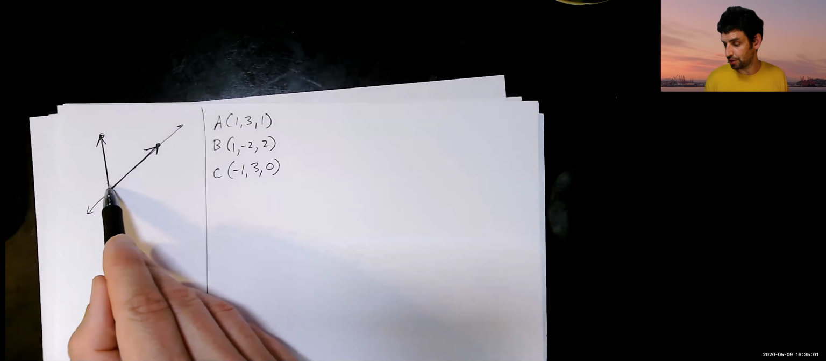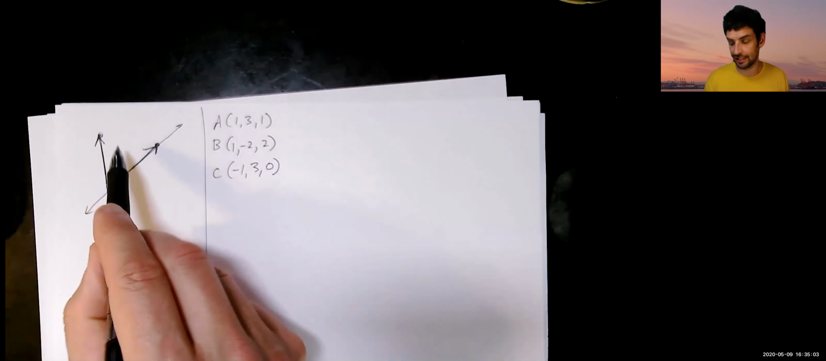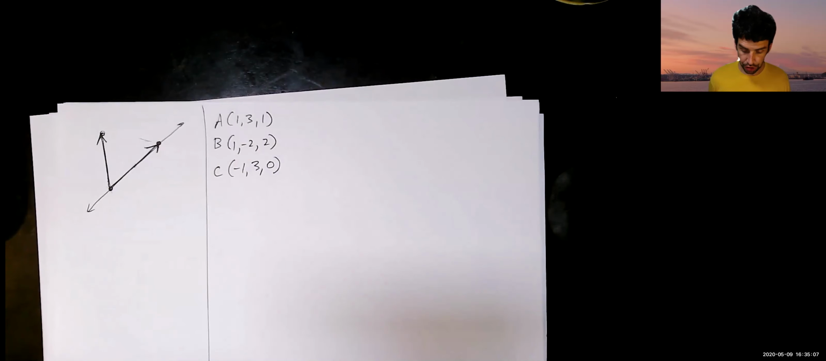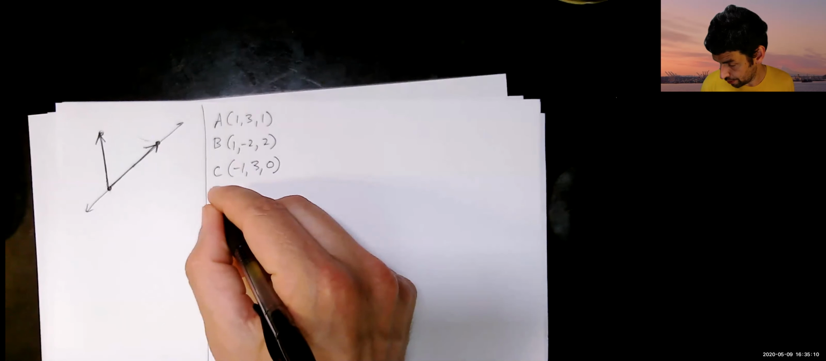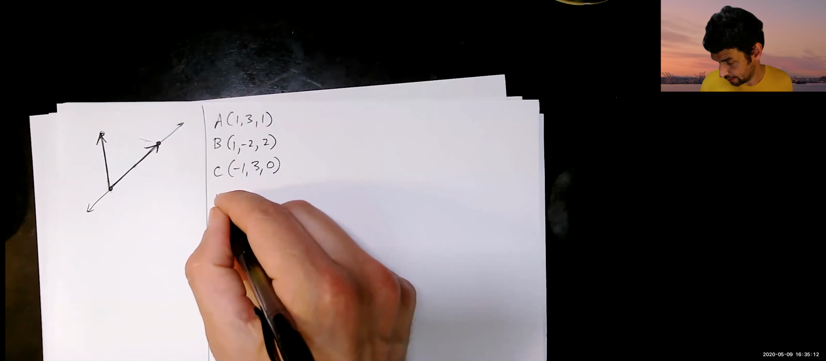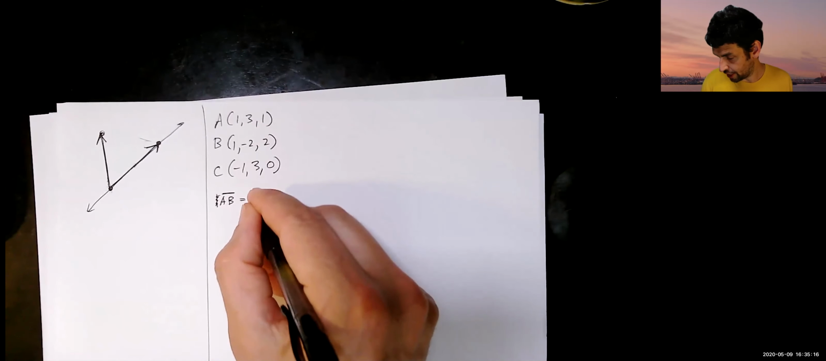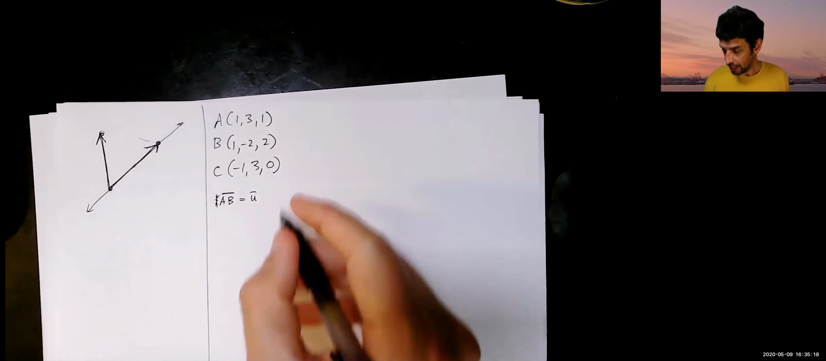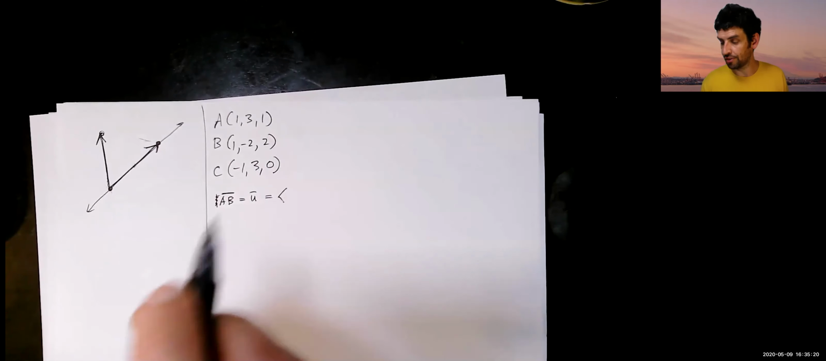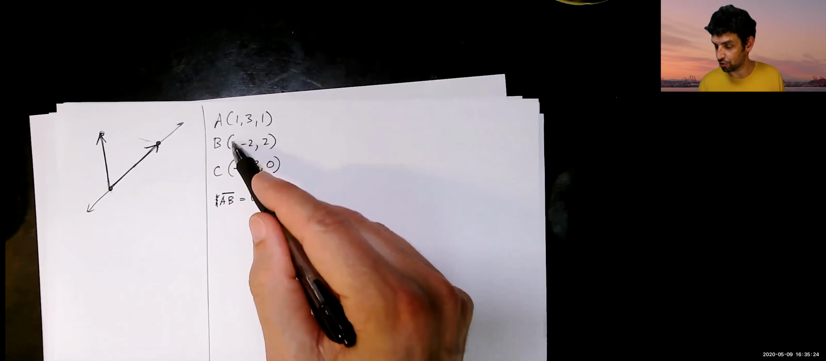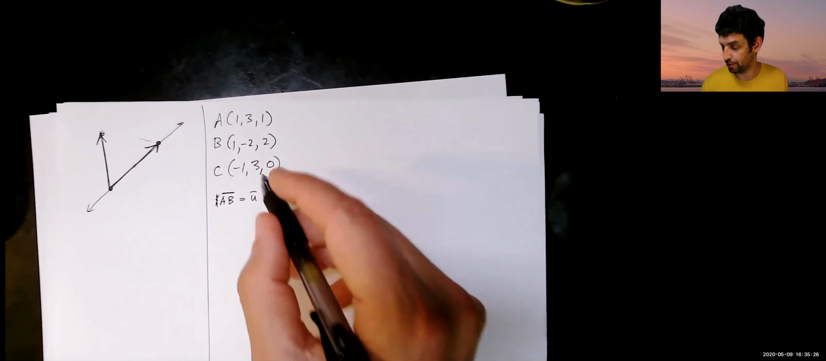I can choose any 2 vectors connecting them, right? I could have chosen this one over here and done the same thing. It doesn't matter. So I'm going to choose the vector from A to B. I'm just going to name it U to make things easier. That's going to be the vector. Remember how we find vectors between points. If it's going from A to B, I subtract the components of A from the components of B.